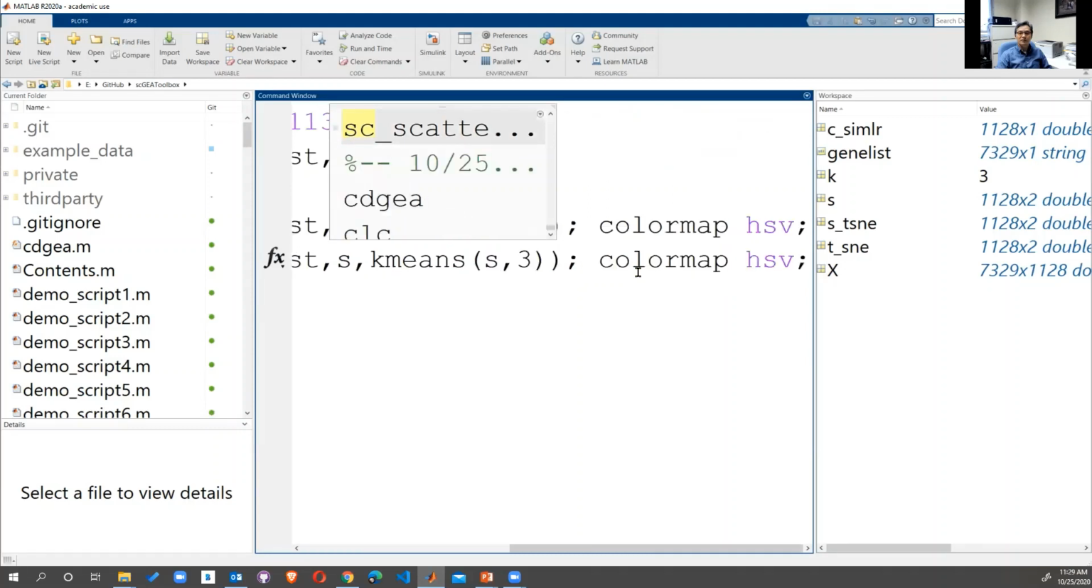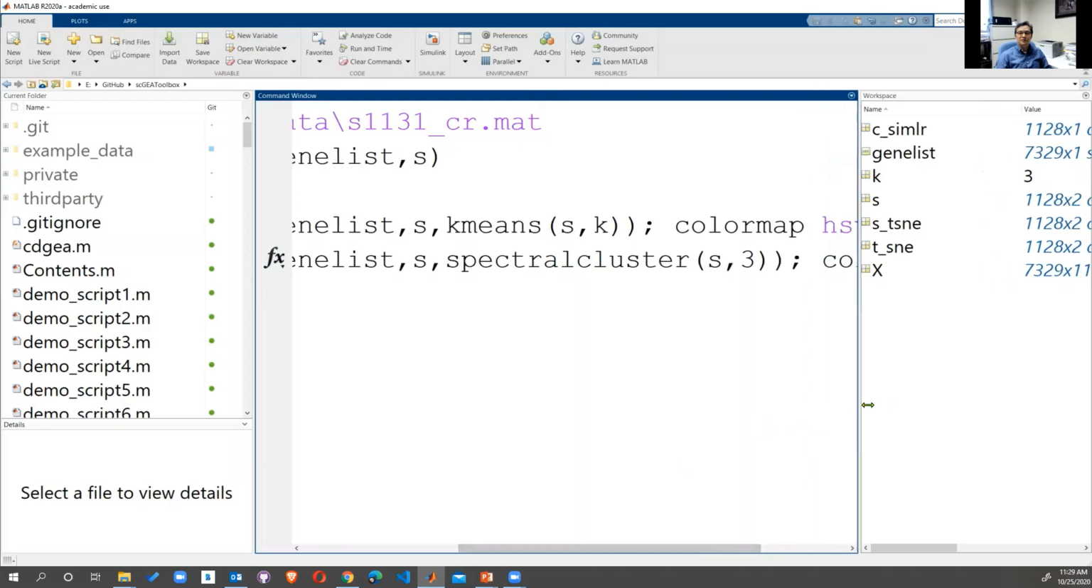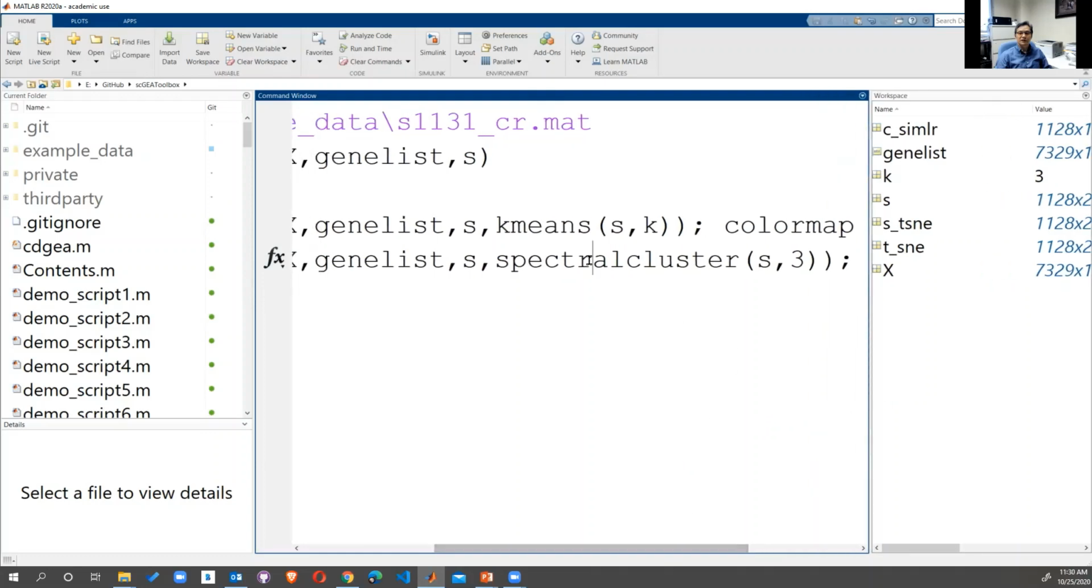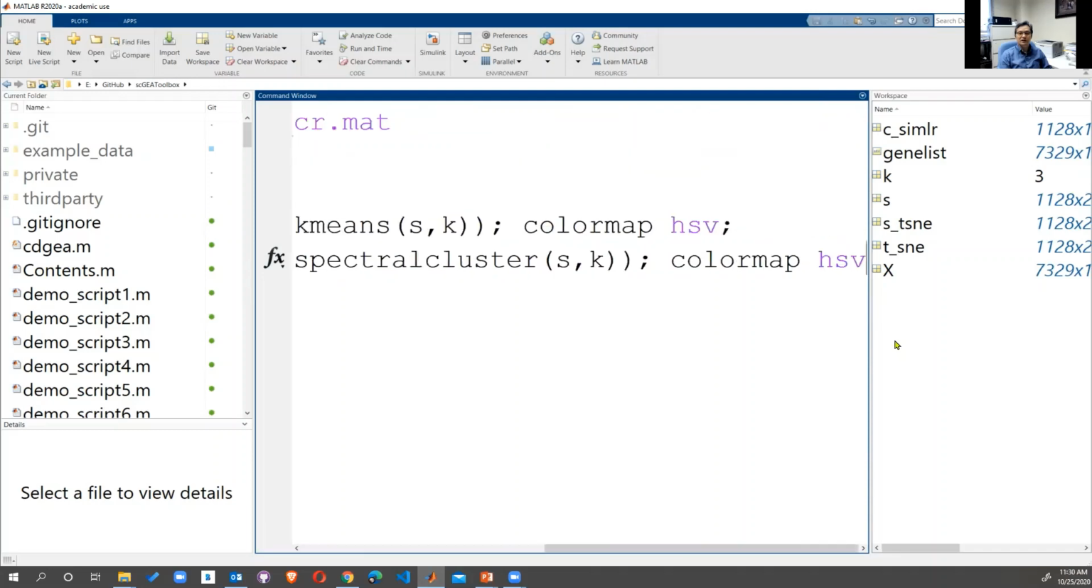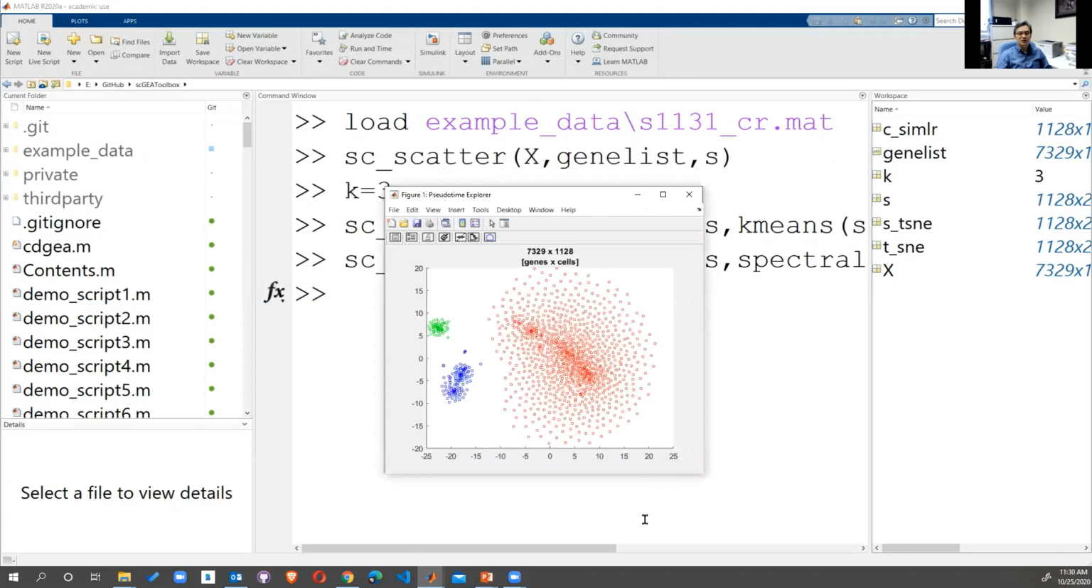called spectral clustering. So you see the input of this function is the same as k-means. You give the coordinates of the cells in tSNE space, and then allow the spectral clustering to find 3 clusters. And this time we get a very good solution, and that's as we expected to see in the 3 clusters.